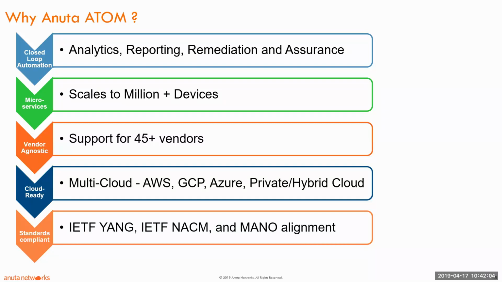We have to understand what configurations are deployed in a brownfield environment. We have to do reporting. We have to do remediation. We have to do assurance, automation. All of these things come into picture, all while ensuring that we are an open platform. We provide APIs. That has to also come in. So Atom delivers on all of these requirements and all of these promises.